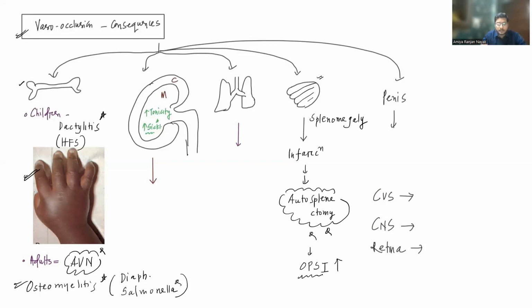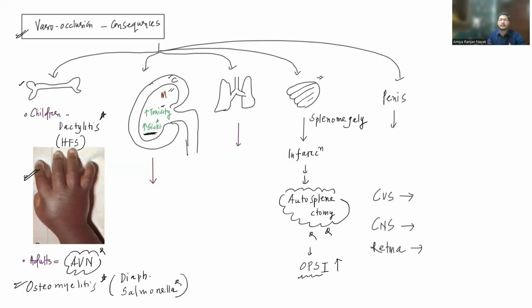So this is about the bone and spleen. Now, what is going to happen in the kidney? The kidney has a cortex and a medulla. In the medulla, the oxygen concentration is less and the tonicity is high. The medulla is a hypertonic area, and because of this there is increased risk of sickling in the medulla.